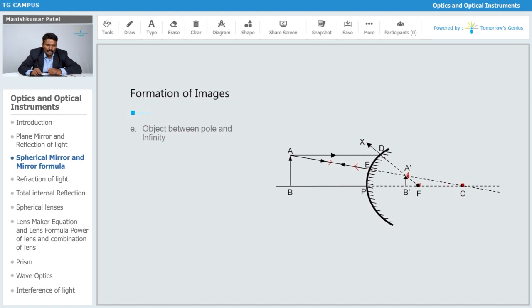So likewise you will get the image for each point on this object. And if you see, the size is smaller, so definitely you can say that the image is diminished. Again further you can say that obviously it is a virtual one. So this is again virtual, diminished and erect. So this is how you can define the nature of this image.